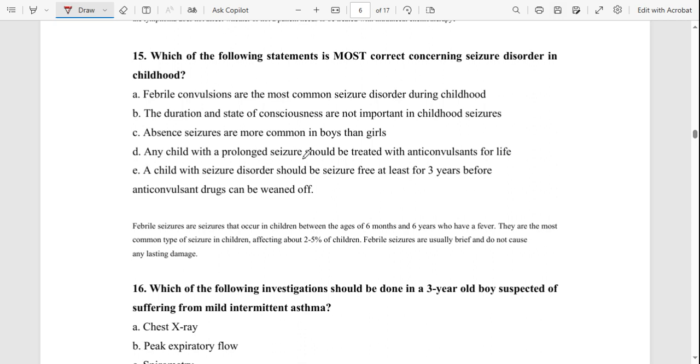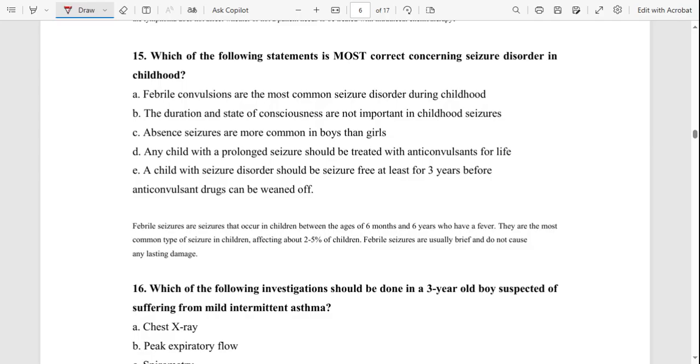And then, any child with prolonged seizure should be treated with anticonvulsant for life. That statement is not correct. Okay. It's not every child that has got a prolonged seizure that should be treated with anticonvulsant for life. The treatment decision depends on what the cause is. Is this seizure likely to come back? And when you look at the EEG, what are the findings? So let's say, for example, if you just have one single seizure that is prolonged, it will not mean that you give this child treatment for life. It can just be a febrile status epilepticus.